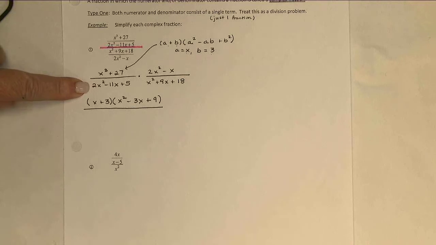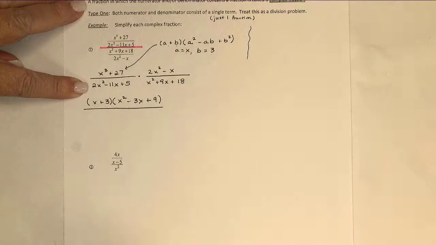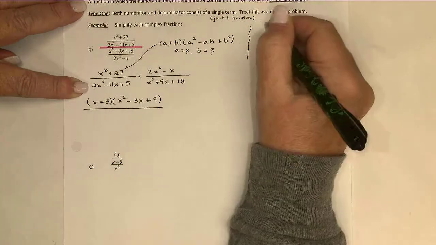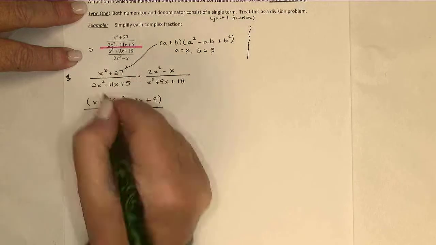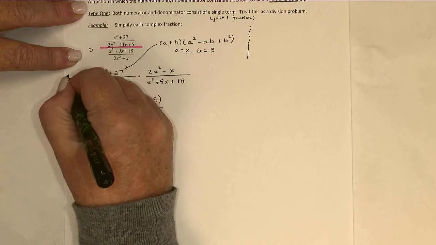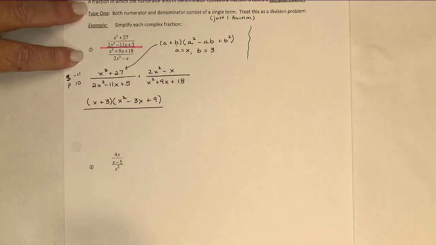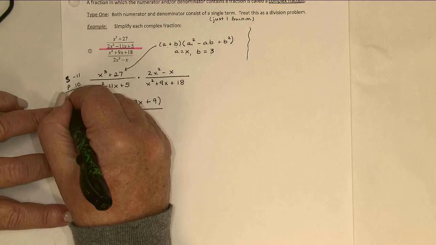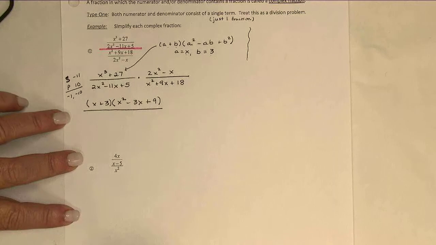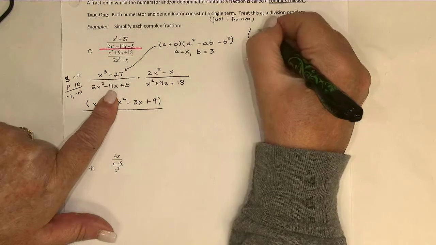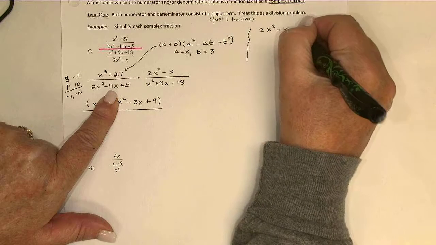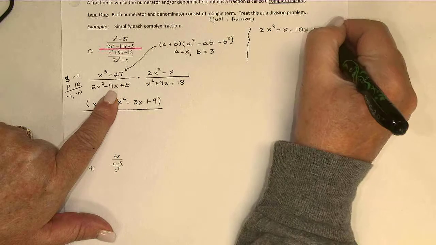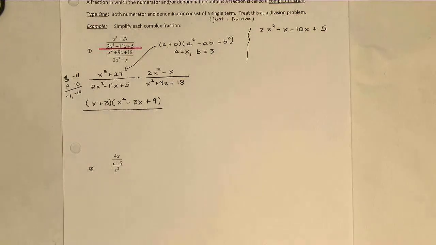Denominator is a trinomial. Unfortunately, I don't have an a of 1, so I'm just going to go up here and steal a little space. If I was looking for a sum of negative 11, product of 10, I'm thinking negative 1, negative 10. So this would become 2x squared minus 1x minus 10x plus 5.